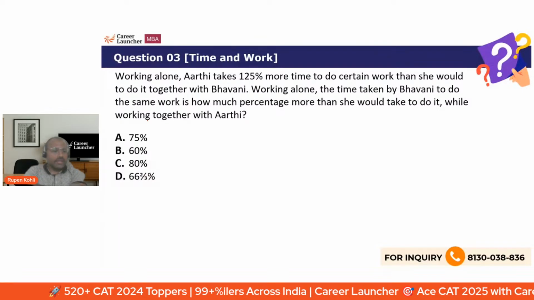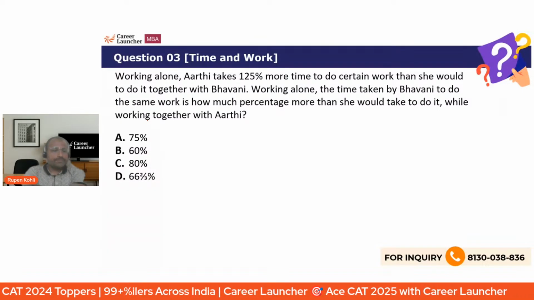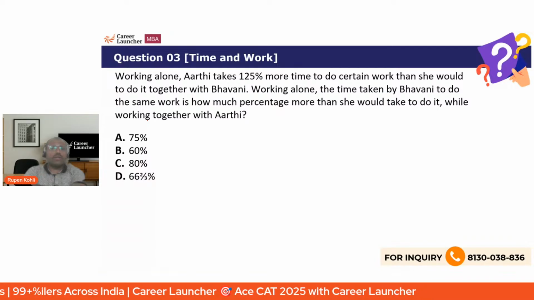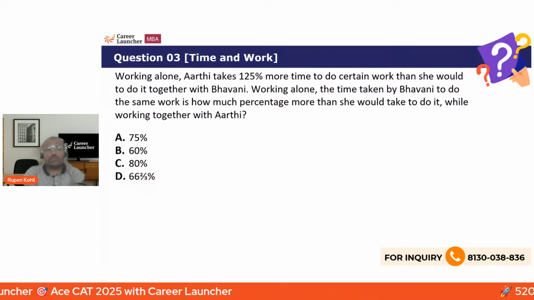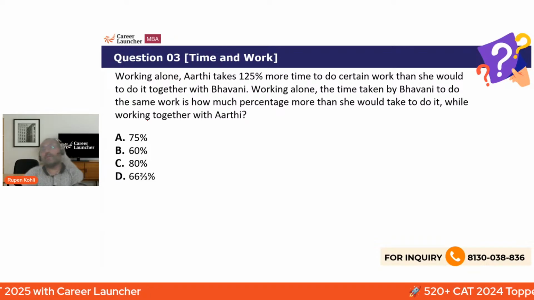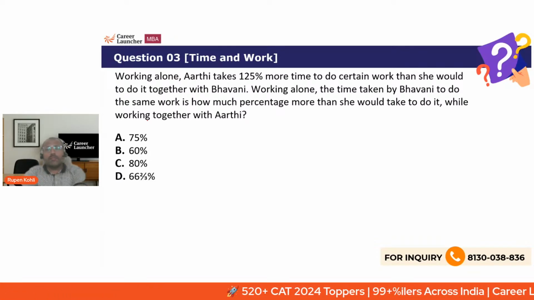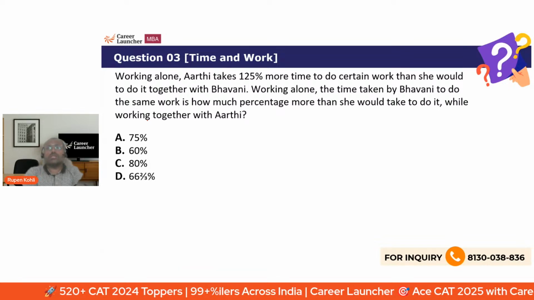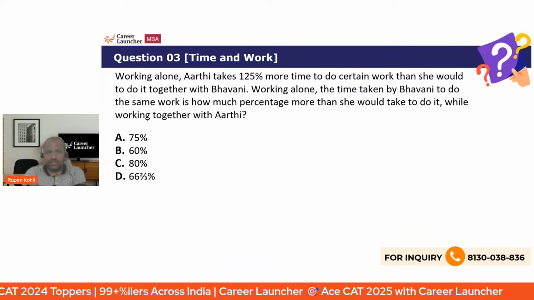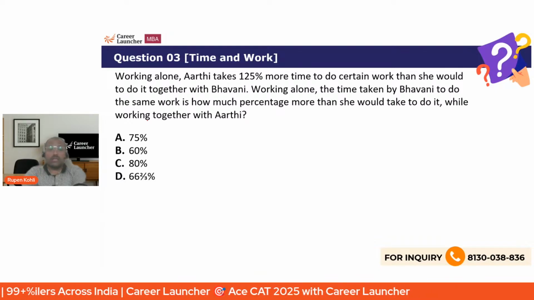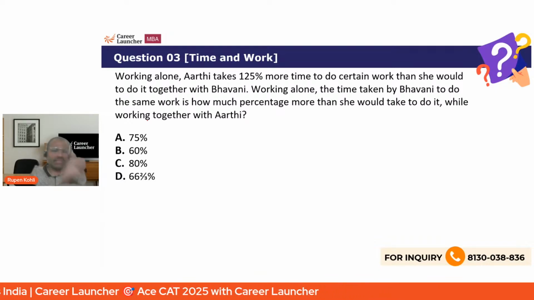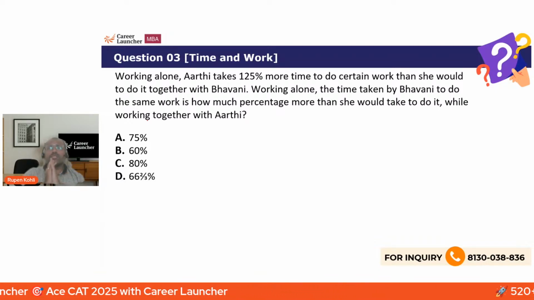Working alone, Aarti takes 125% more time to do certain work than she would to do it together with Bhavani. Working alone, the time taken by Bhavani to do the same work is how much percentage more than she would take to do it while working together with Aarti. Okay, let's understand what the question is saying.